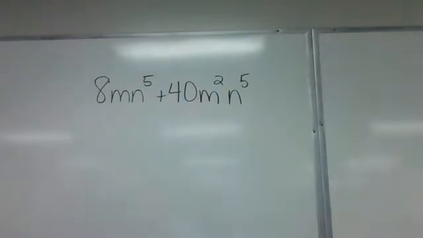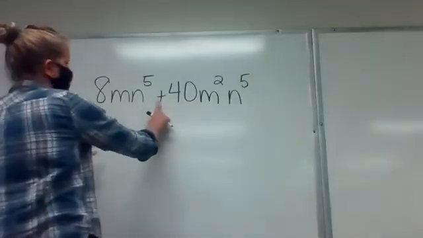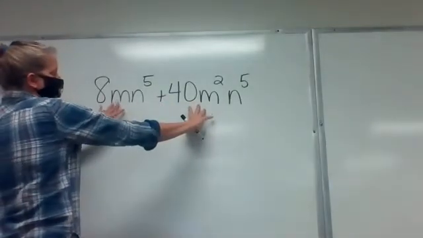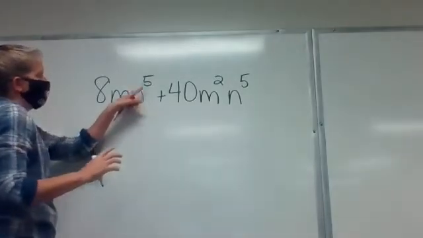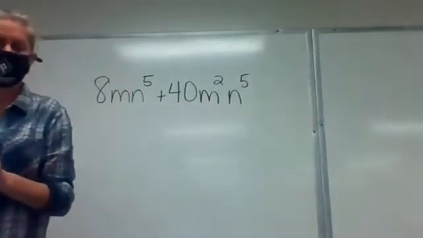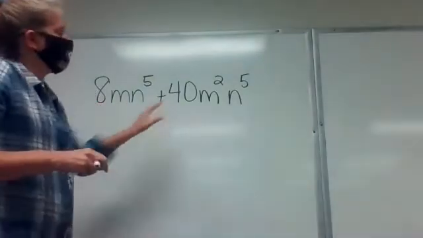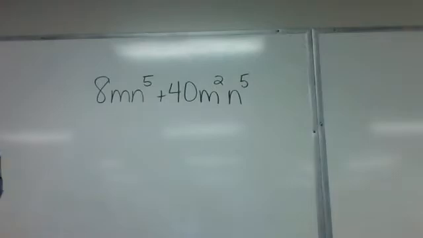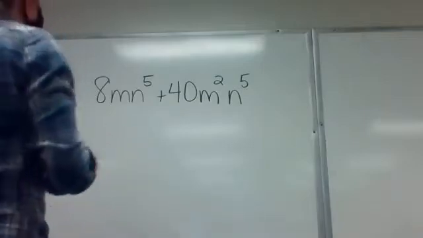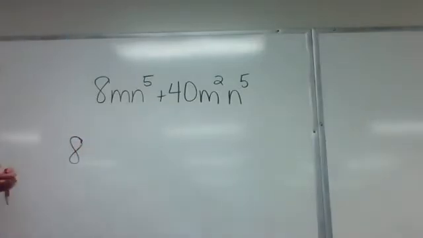All right, looking at a problem like number 5. Two terms, right? Terms are separated by pluses and minuses. So here's my two terms, 8m to the 5th and 40m squared n to the 5th are my two terms. So let's look at the number part first. We have an 8 and a 40. What is the biggest number that goes into both of these numbers? You've got 8 and 40. What goes into both of them? The highest number that goes into both of them is an 8, right?